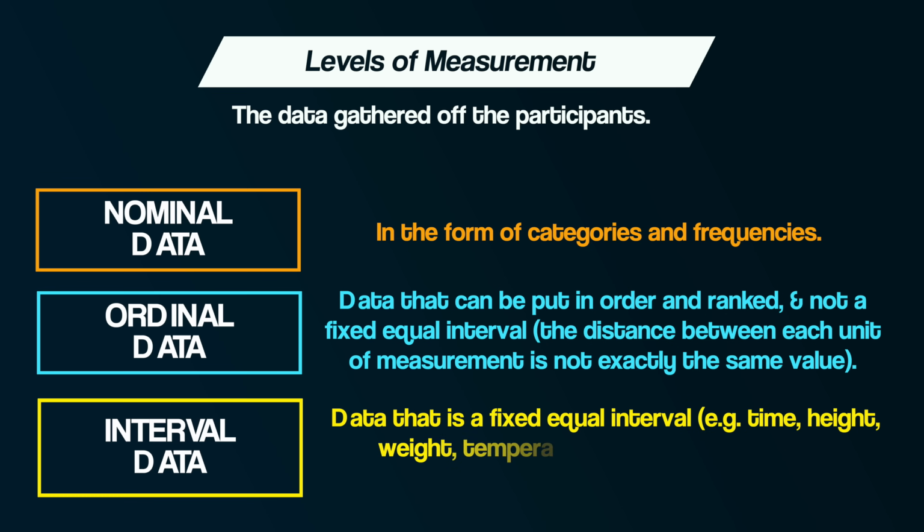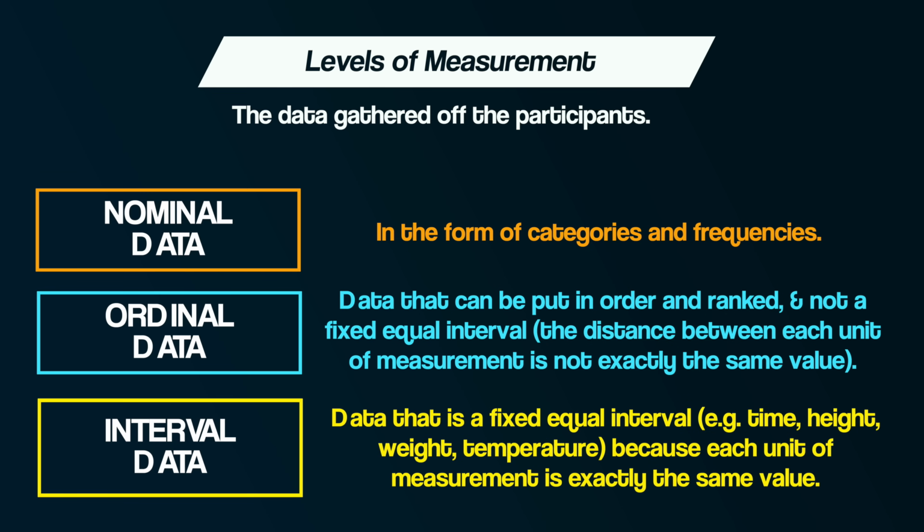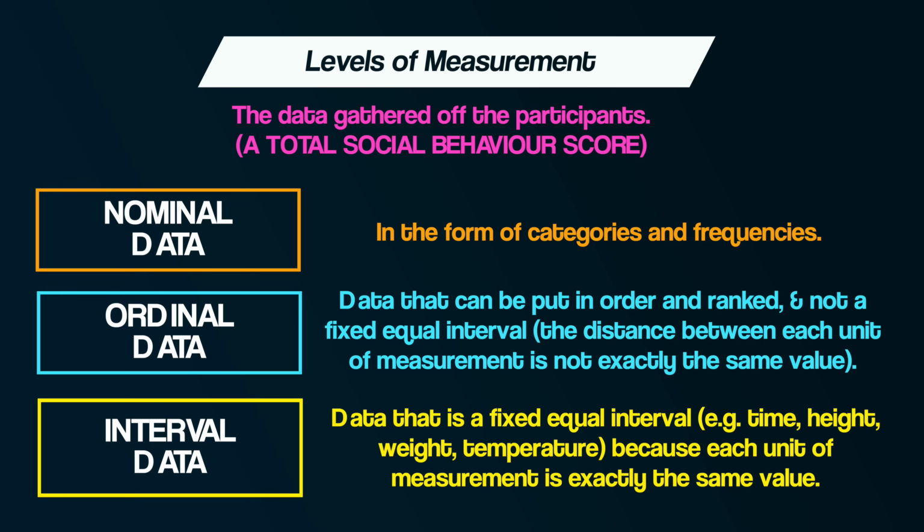Interval data is data that is a fixed equal interval, for example time, height, weight, temperature, because each unit of measurement is exactly the same value. The difference between 10 centimeters and 11 centimeters is the same fixed interval as it is between 15 centimeters and 16 centimeters. So if they have a score for social behavior, this is not interval data because it's not a fixed equal interval like time, temperature, and weight. The observed social behaviours are all different, smiling, talking, etc., which means the data is best treated as ordinal data.